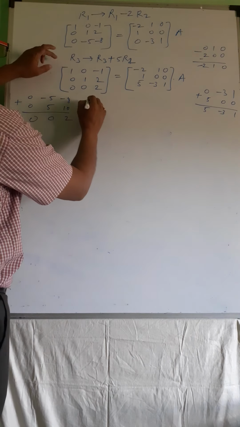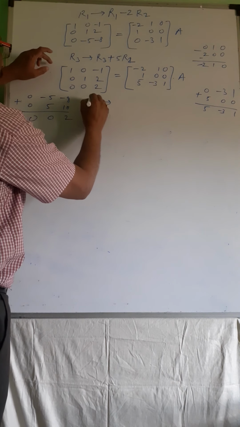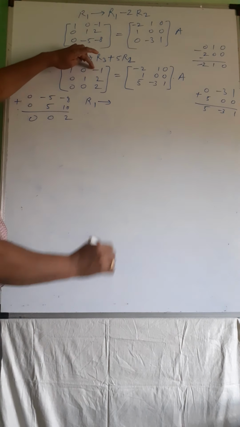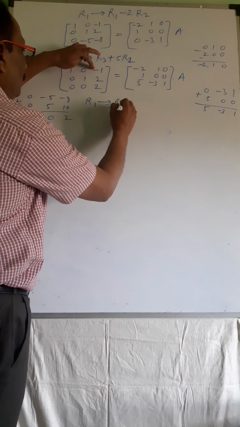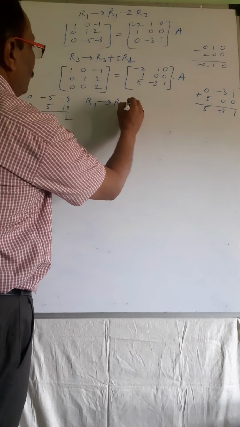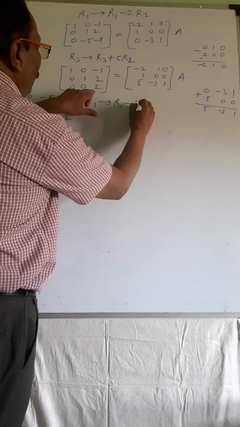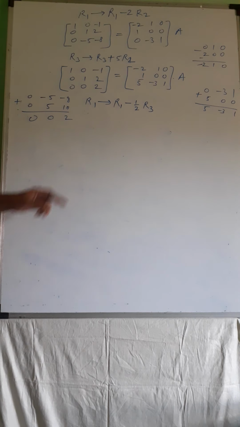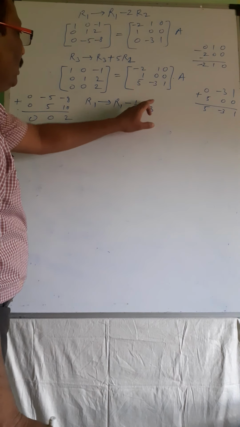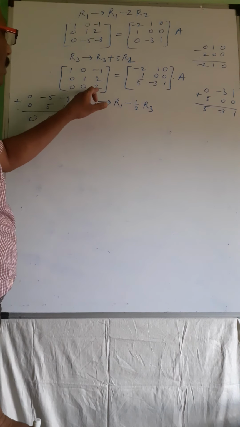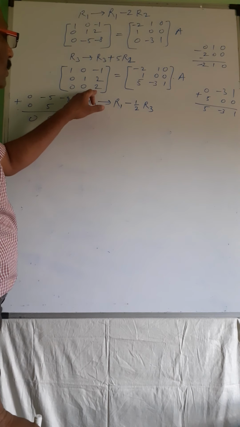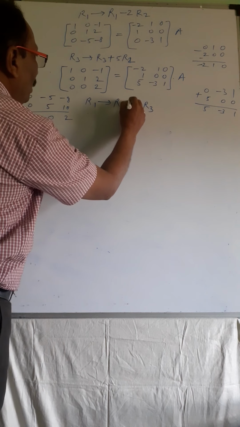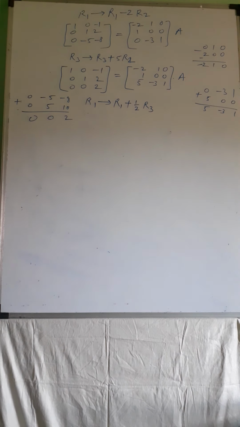Here 0 we want. Means R1 changes to R1 minus half R3. R1 changes to R1 minus half R3. Half R3. R3 is here 2. 2 upon 2 means 1. Therefore minus minus plus R1. Here we take plus sign.